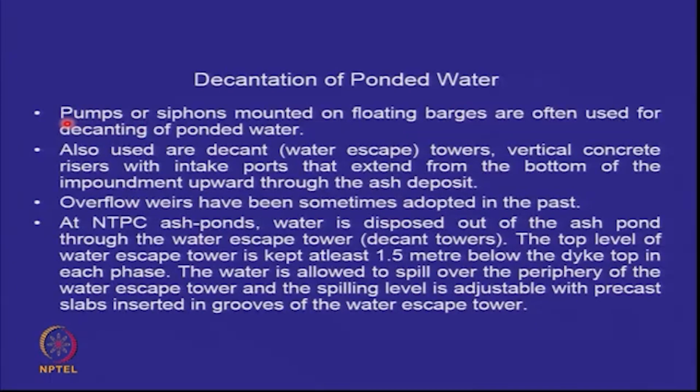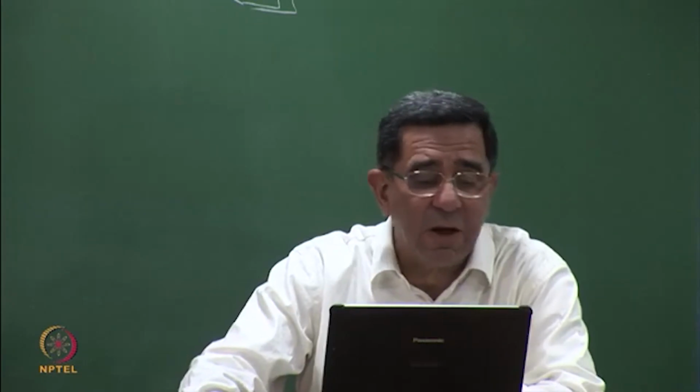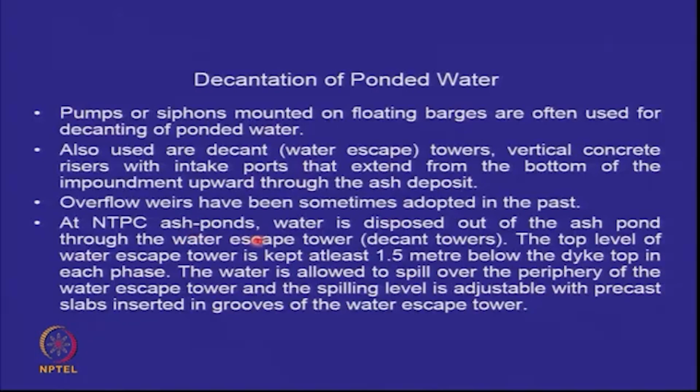So in India, this is not used. In some of the developed world, this is used, and I'll come back to why. So what we use are basically water escape towers. These are vertical concrete wells or risers with intake ports that extend from the bottom upwards to the ash deposit. Overflow weirs have been reported sometimes in the past, but not very successful. So the biggest company which handles ash ponds and therefore a large number of slurry ponds, maybe 60, 70 slurry ponds in India, is National Thermal Power Corporation. So they tend to use these water escape towers called decant towers.